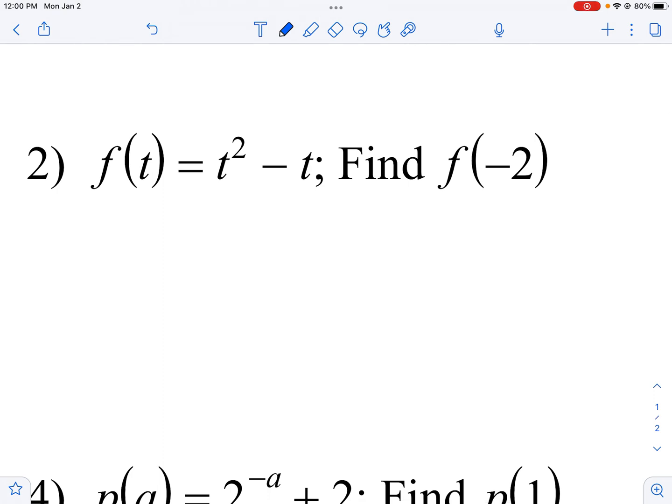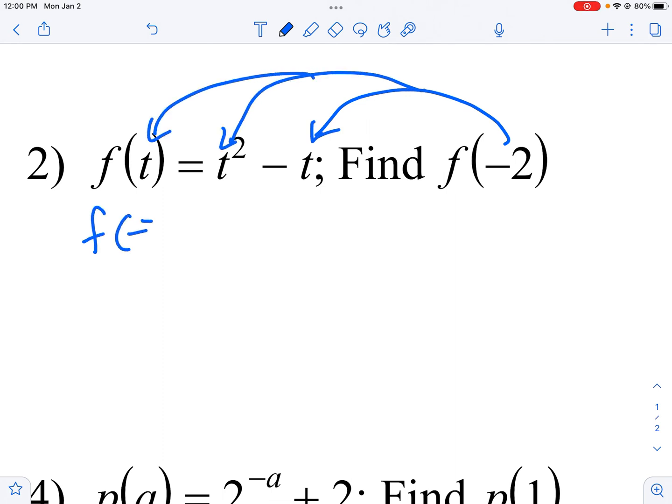So let's jump to number 2. F of t, you got to do t squared, and then you subtract t. So you take your number, you'll square it, and then you subtract your original number. So this negative 2 is going to go into all of the t spots. I get f of negative 2 is, once again, when you plug it in, you got to put in parentheses. You're substituting it in, and every time you substitute, you use parentheses. So both of the t's got replaced.